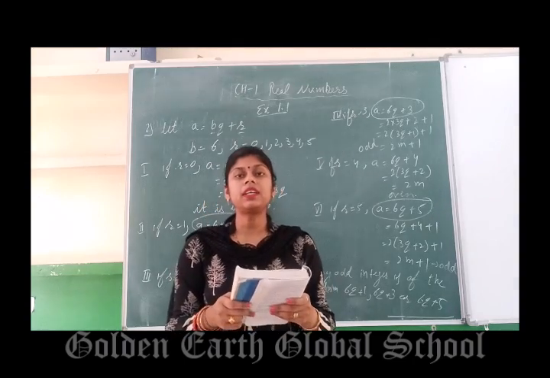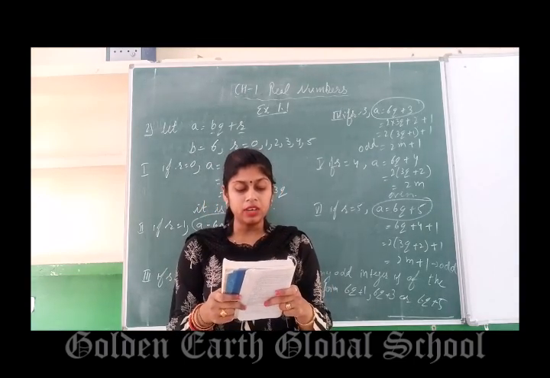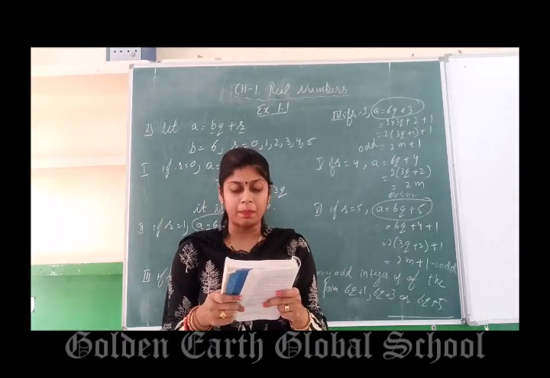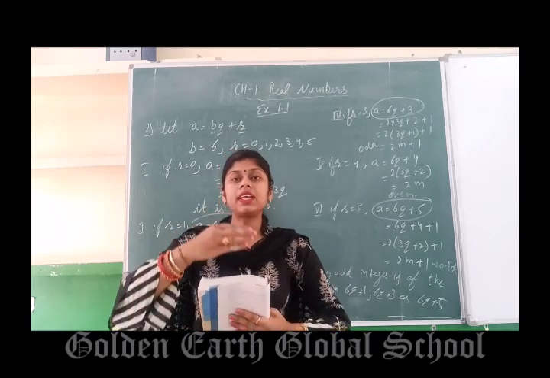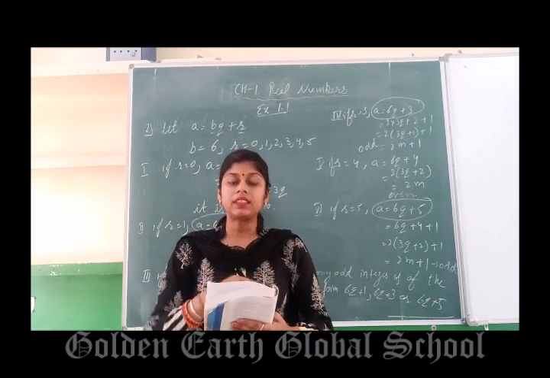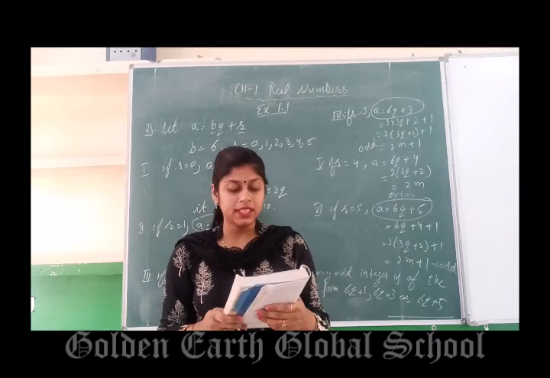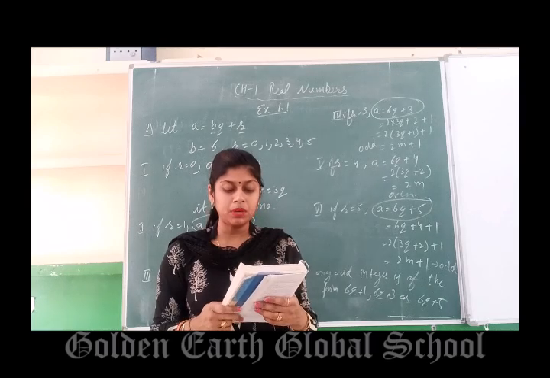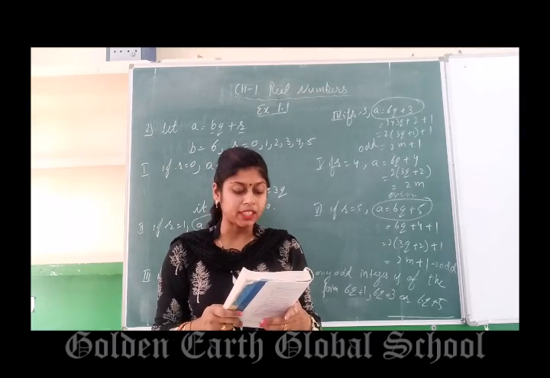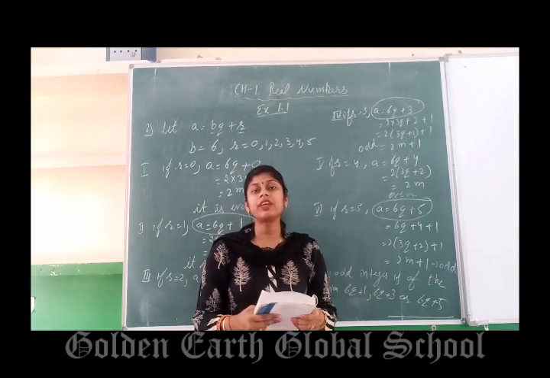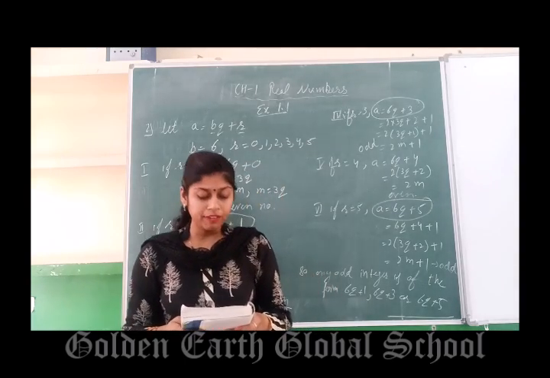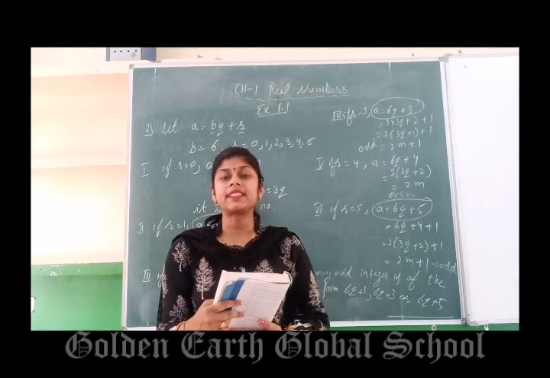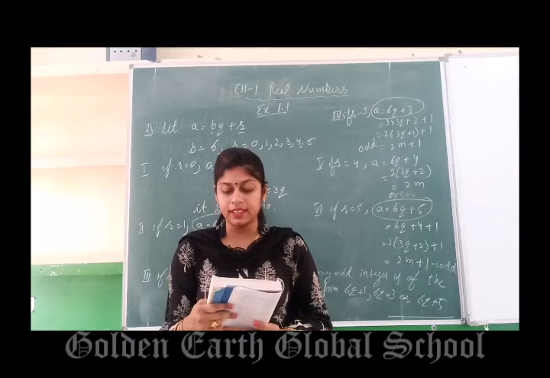Now we will do question number 3. An army contingent of 616 members is to march behind an army band of 32 members in a parade. So firstly, there are 32 members. Then behind them there are 616 members. They have to follow them. The two groups are to march in the same number of columns. What is the maximum number of columns? So in the question we have to find the maximum number. If we have to find the maximum, then we will find the HCF. So you have to find the HCF of these two numbers, 616 and 32.